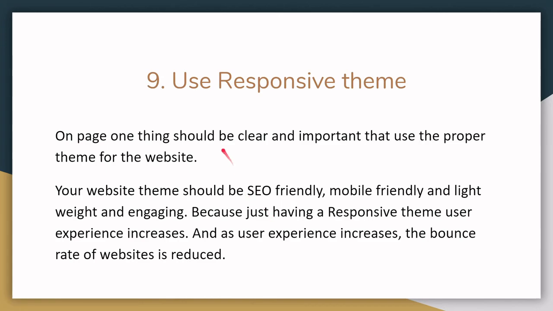Our next technique is to use a responsive theme. In on-page SEO, one thing should be clear and important, that you should use the proper theme for your website. Your website theme should be SEO friendly, mobile friendly, lightweight, and engaging with your audience. So here I want to recommend some popular themes like GeneratePress, Astra Pro, WP Schema, Affiliate Booster theme, and Focus themes by Thrive Themes. These are themes you can use for your site and make your site load fast. Also, these themes are easy to edit, so your user experience increases and bounce rate is reduced. So use these themes. All these theme links are present in the description. You can check those links and get your theme as well.